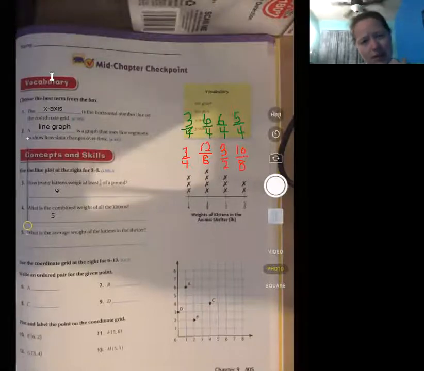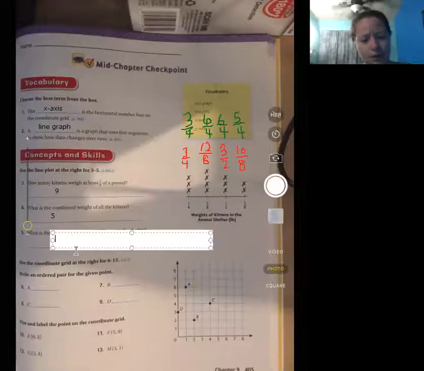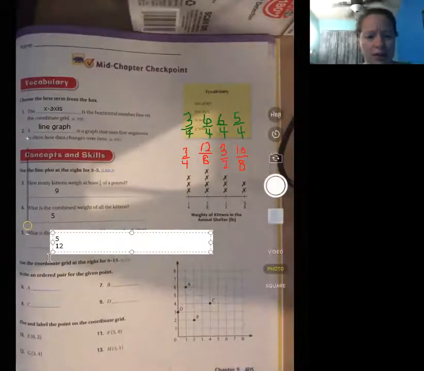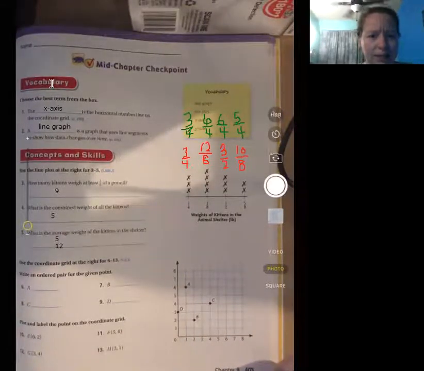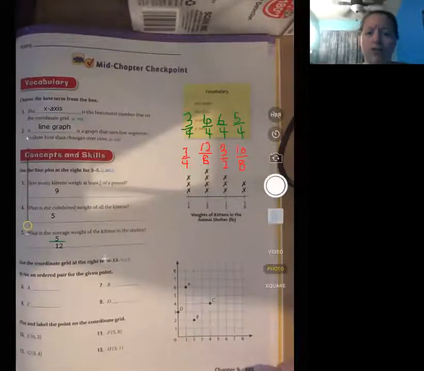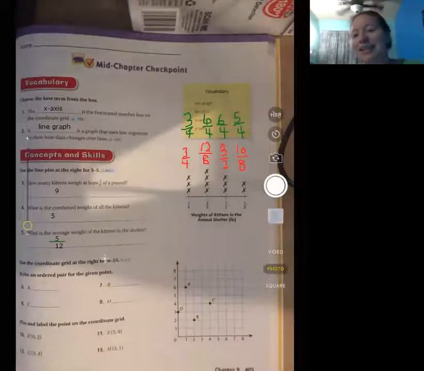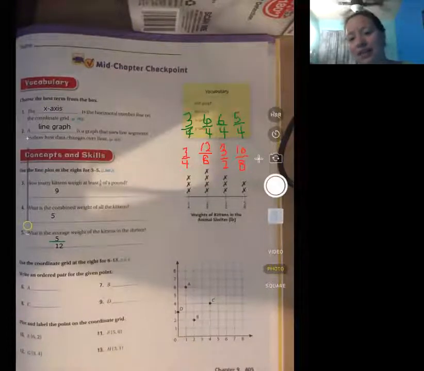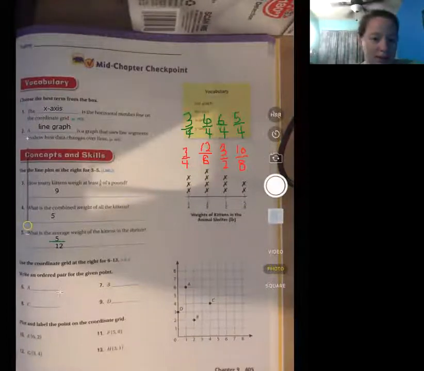So I think I'm going to have to do 5, enter 12, and then draw a line between the two. Yeah, so 5/12. Okay, this right here is why I'm always using paper to write on instead of this, because this doesn't work as nicely at all.